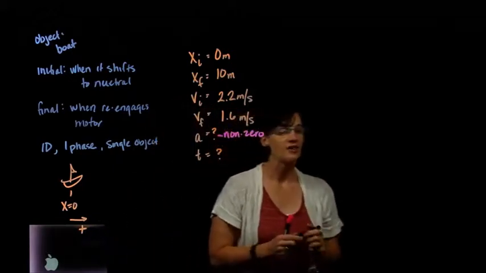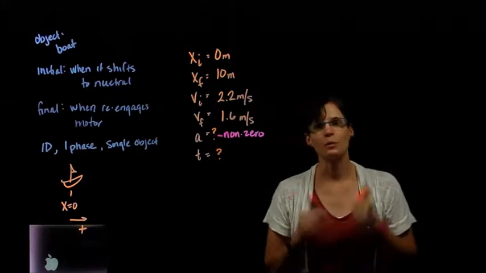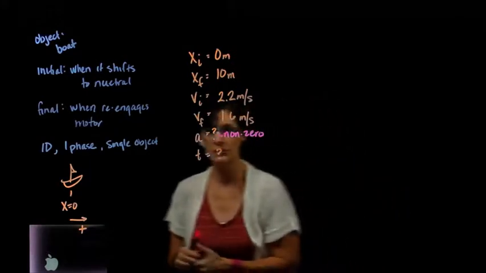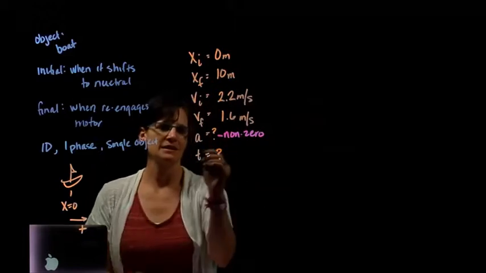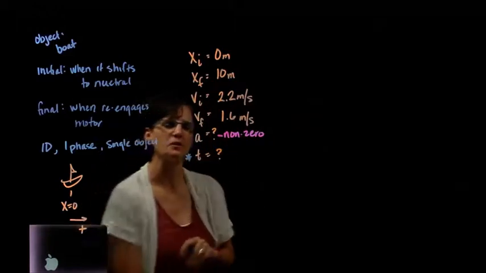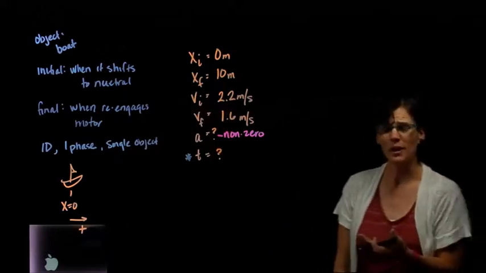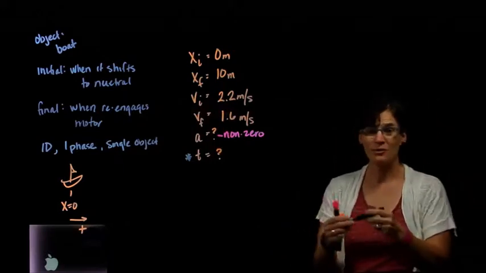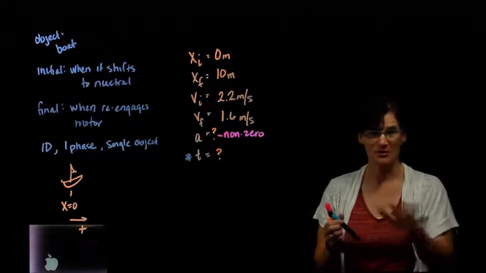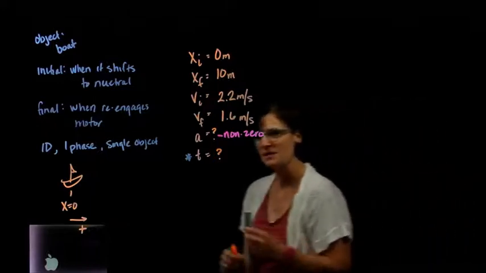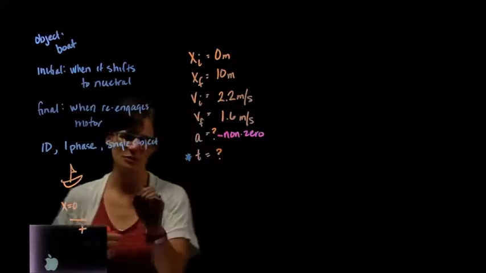All right, our next step then is to identify what variable answers my question. Well, time answers my question. And so time is what I want to go after. Now, I have three equations that were given in the book, three really powerful relationships. I'm just going to write them up here for you to remind you what they are.